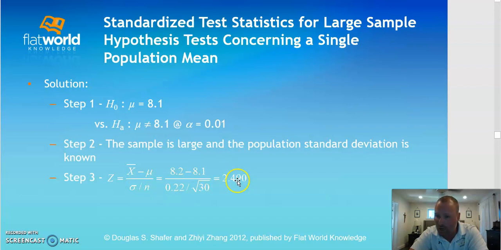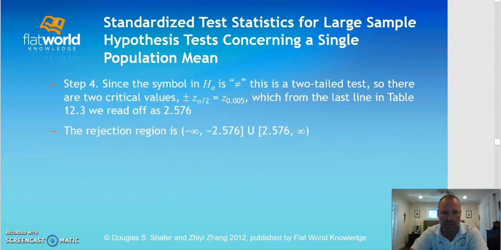Now this is what we're going to put into our normal distribution table. So step 4, since the symbol H sub A, or the alternative hypothesis, is not equal, then we can say this is going to be a two-tailed test. If it was less than, it's a left-tailed test. If it's greater than, then it's a right-tailed test. But since it's not equal to, then it's a two-tailed test. So the critical values are going to be both plus or minus z sub 0.005, which from the last line in the table, 12.3, we read off as 2.576. And so that's what we get here.